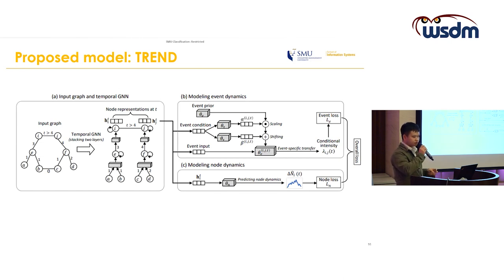And we present a novel framework for temporal graph representation learning called TREND. Building upon a Hawkes process GNN, the proposed method is able to model the link formation in an inductive manner. And more importantly, it integrates both the event and node dynamics into the model to capture the individual and the collective characteristics.